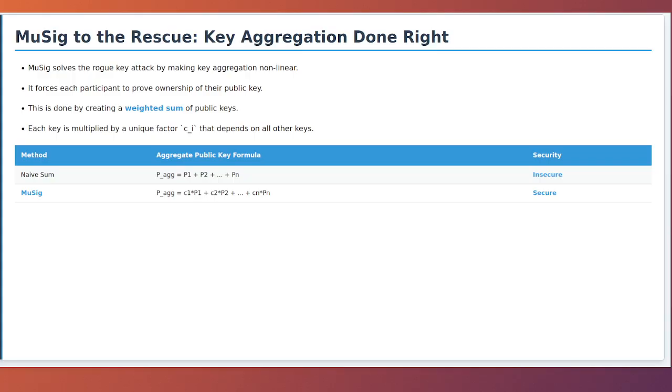The MuSig approach, however, is C1 times P1 plus C2 times P2. Because the factor C1 depends on P2, and C2 depends on P1, Bob can no longer craft a key that cancels Alice's key out. He doesn't know what his challenge factor will be until Alice has committed to her key, and vice versa. This interdependency is what stops the attack and ensures the aggregation process is secure.